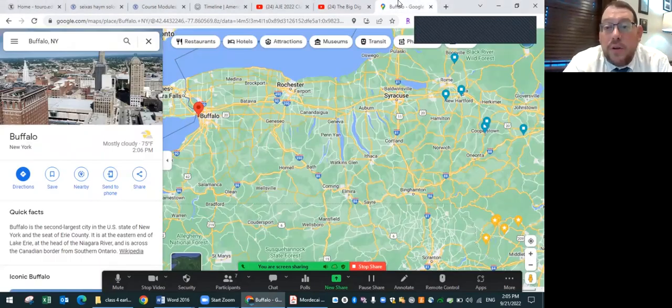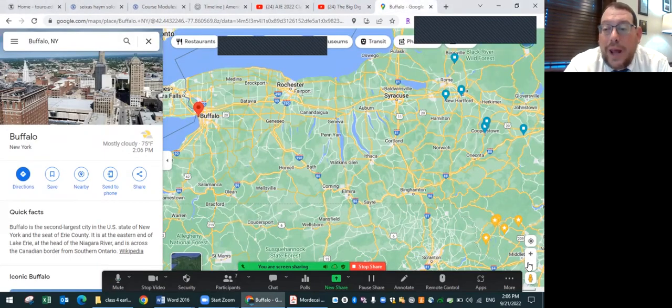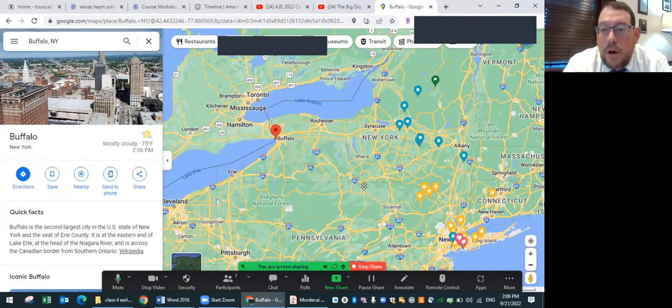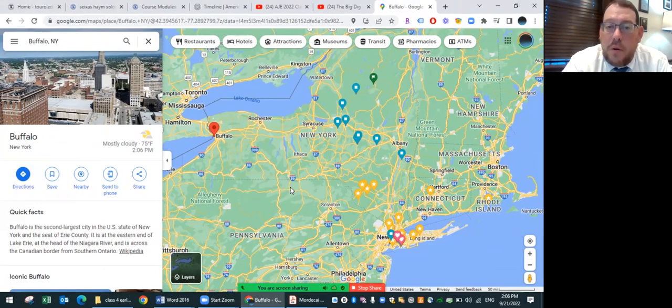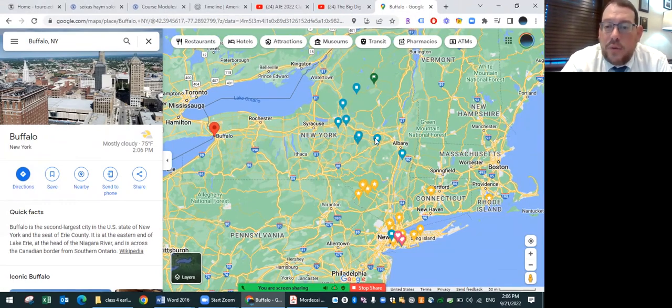What happened was in the 1800s, one of the greatest engineering feats was to create a waterway from, let's say, basically Albany all the way to Buffalo. And it's called the Erie Canal. It goes from here to here.